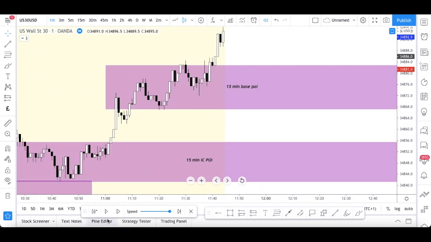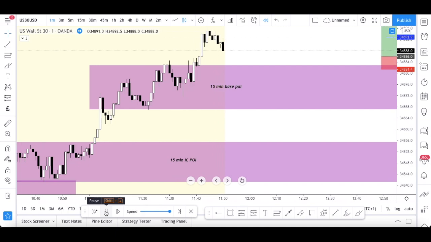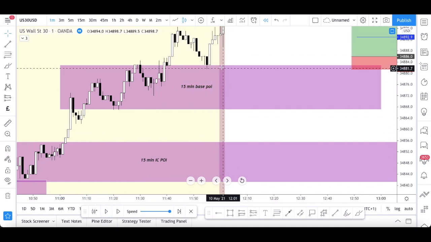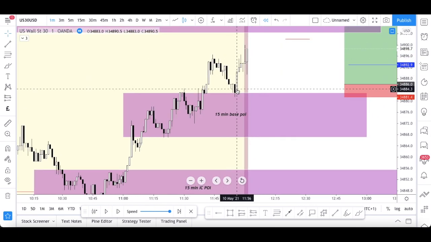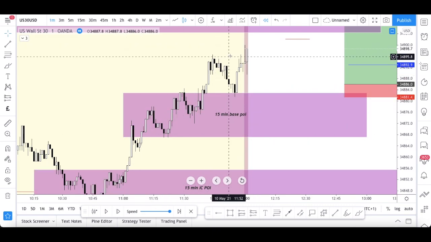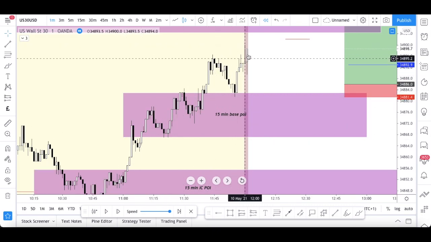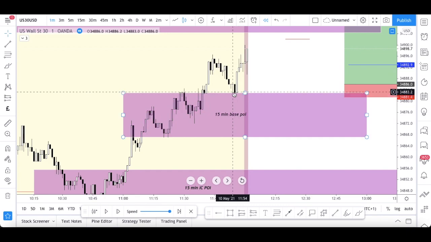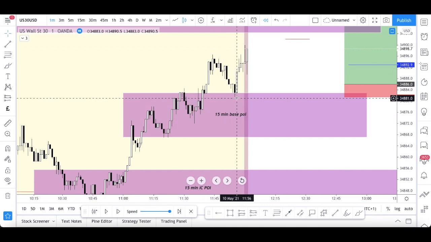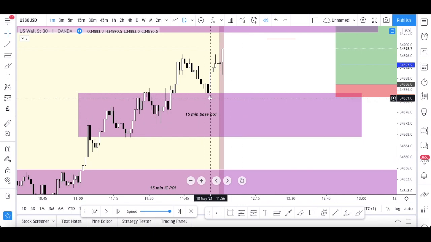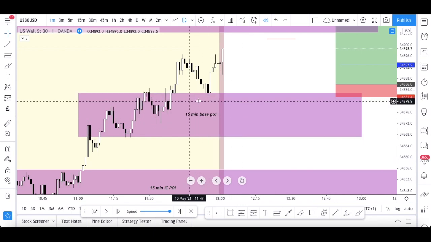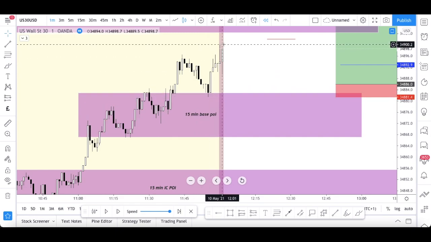So as we forward the price and see how it reacts into the zones, there we have a really good reaction that went on to create a further higher high in this uptrend. So this went to create a further higher high in the uptrend after coming into this 15-minute base POI. Now, what that means is, it proves to us the evidence that this demand was valid, because it went on to create further higher highs.